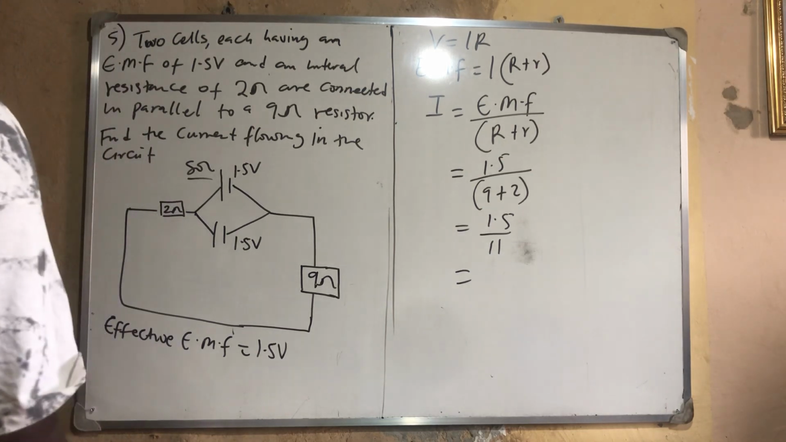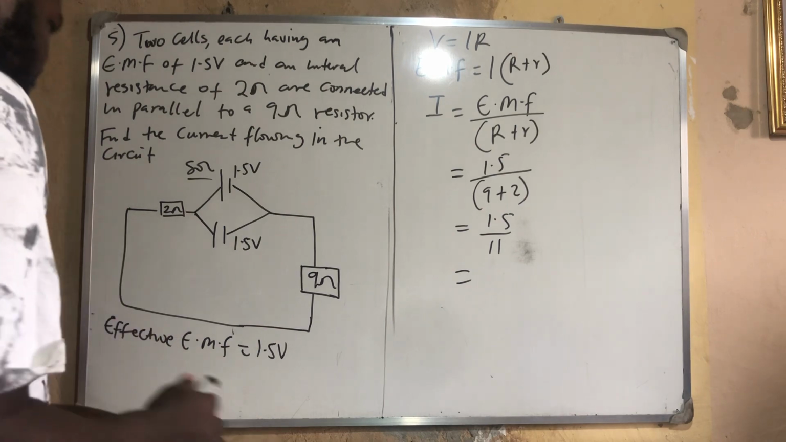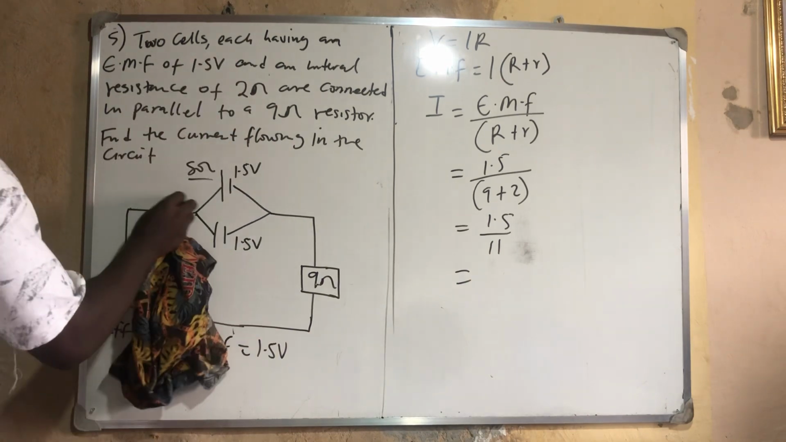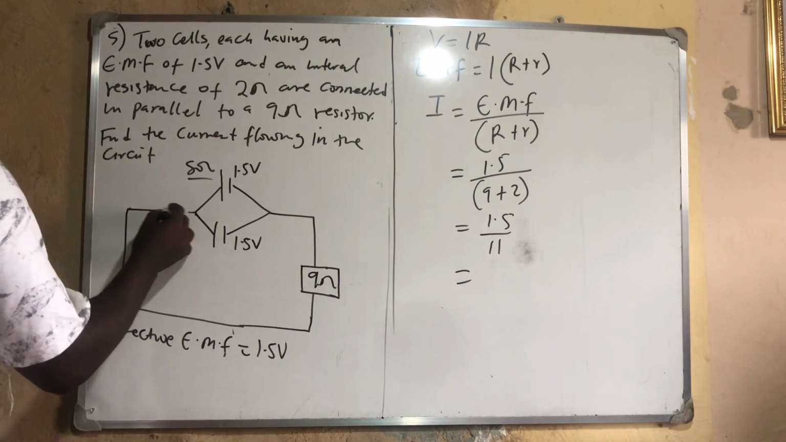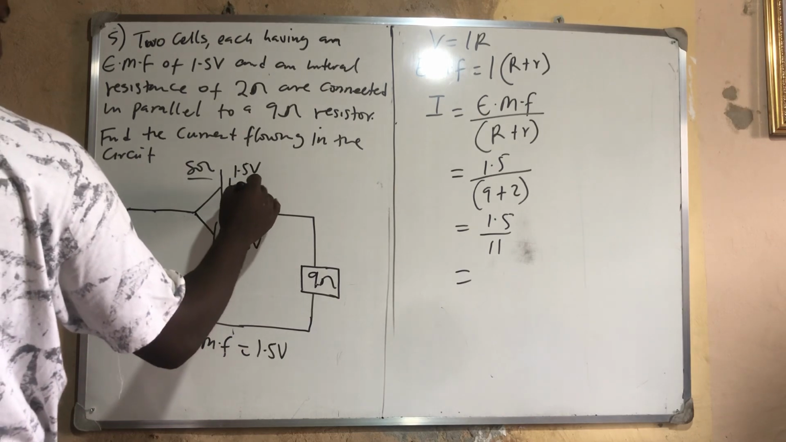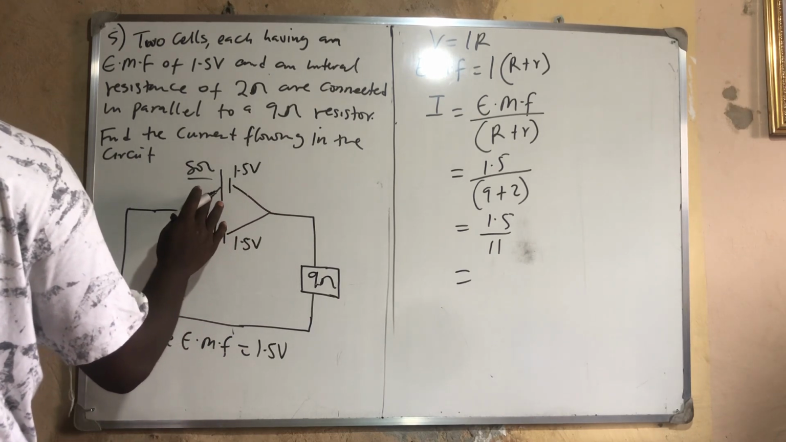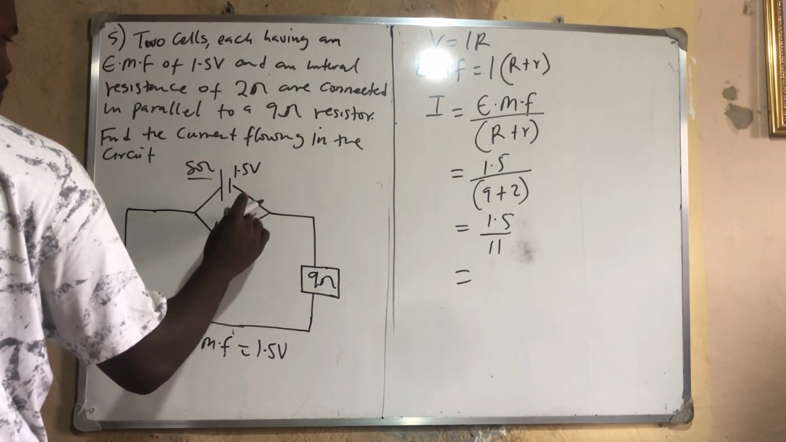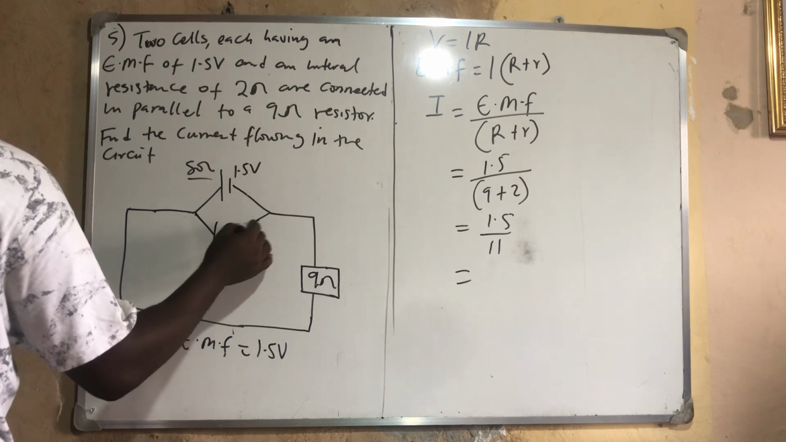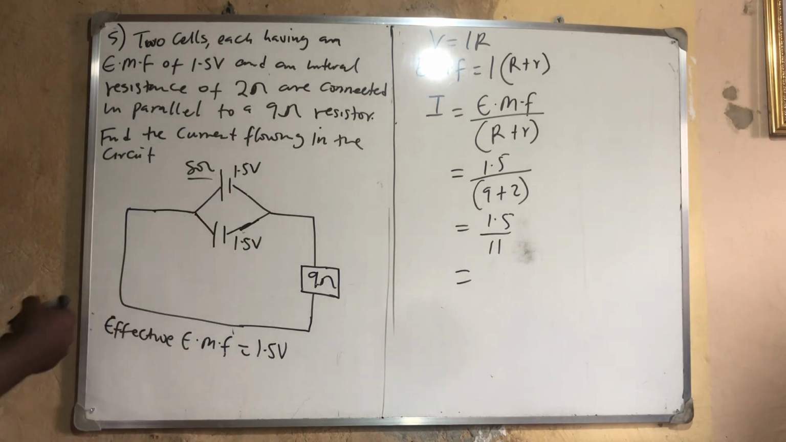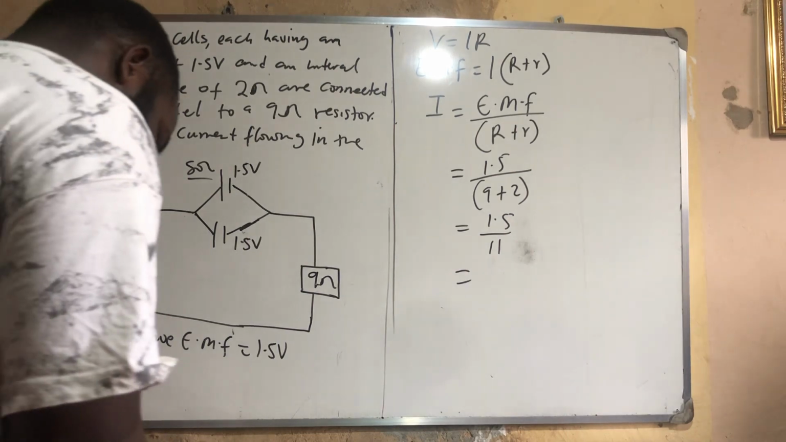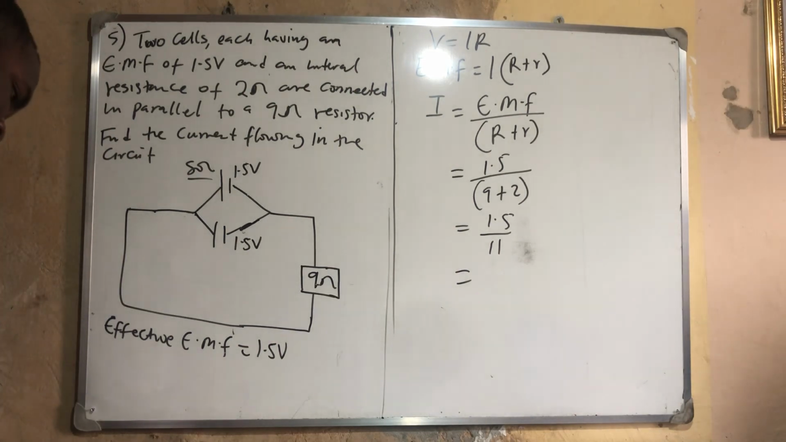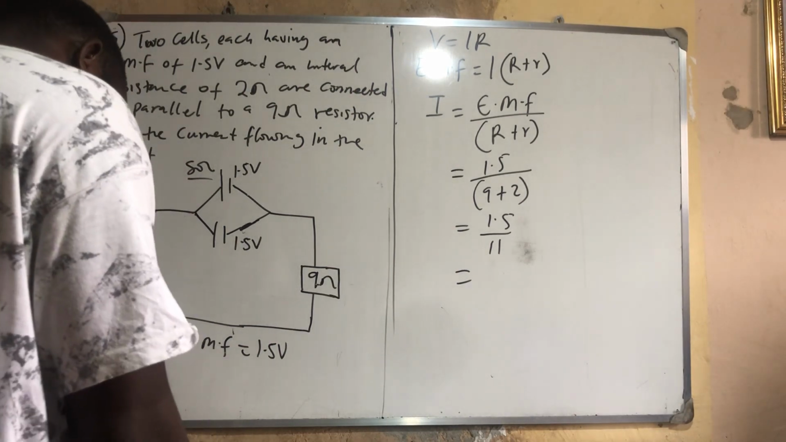But they say that this one is parallel to this. If it is parallel, we are not just adding. They are not in series, they are in parallel. Since it is in parallel, what do we do for a parallel connection? They say the total resistance.